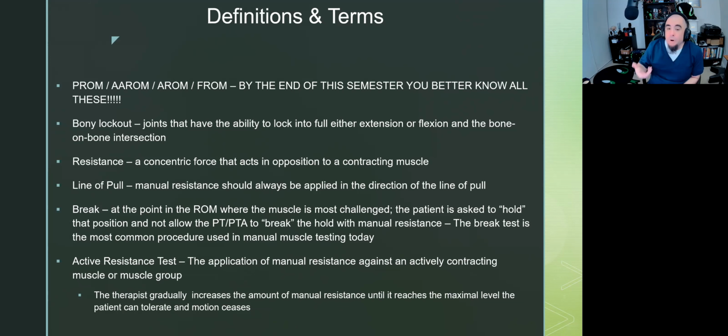Also, we're going to talk about things like bony lockouts, right? These are joints that have the ability to lock into full extension or flexion and locks in based on their bone-on-bone intersection. The best example of that, obviously, is the elbow, right?